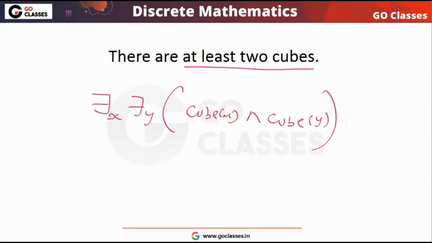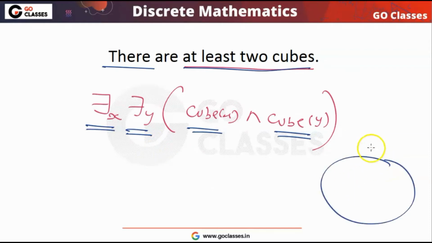This is the first thing that will come to our mind when we see "there are at least two cubes." It means there exists x, there exists y, such that x is a cube and y is a cube. But this is not a correct expression. Why is this not a correct expression? Let me tell you. It is not correct because consider the situation when there is only one cube. Let's assume in the domain there is only one cube.